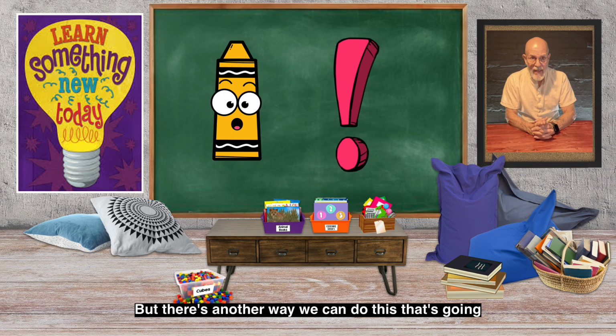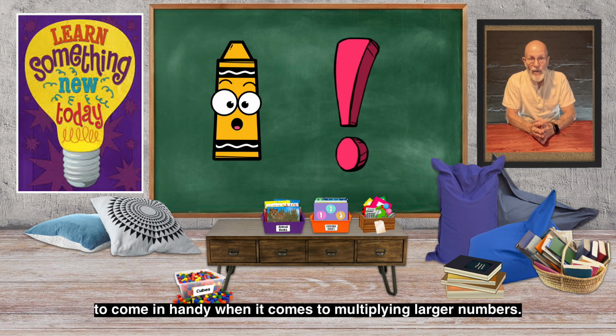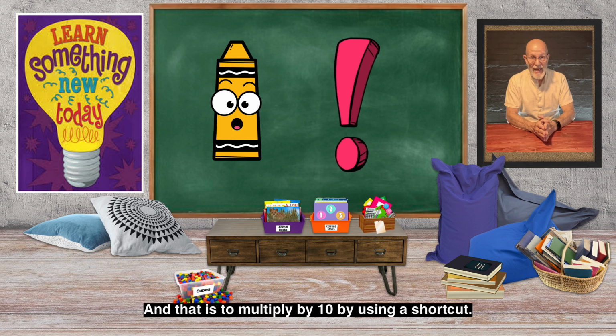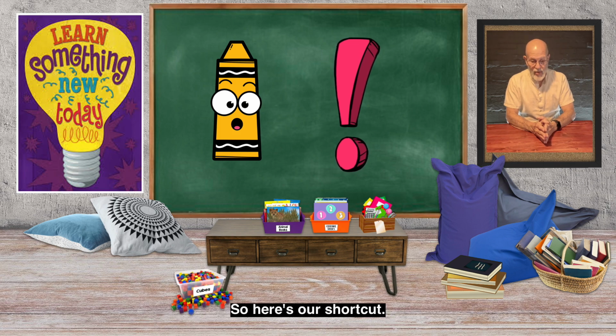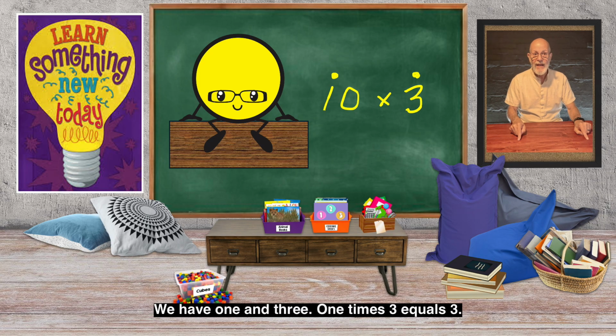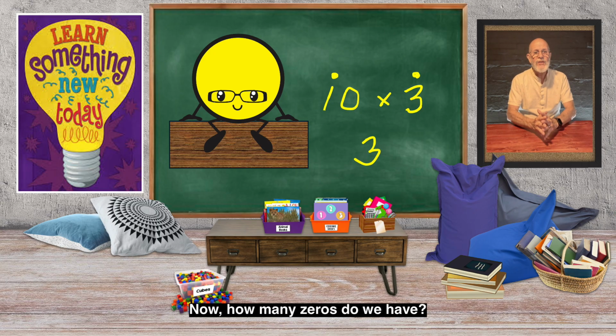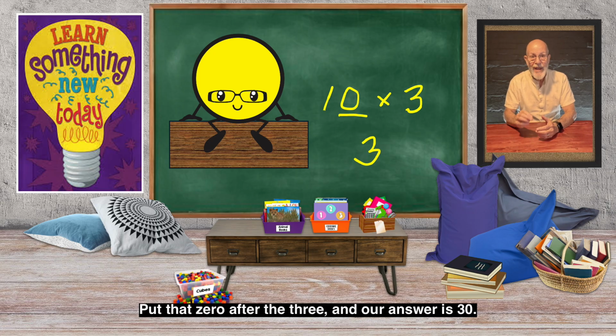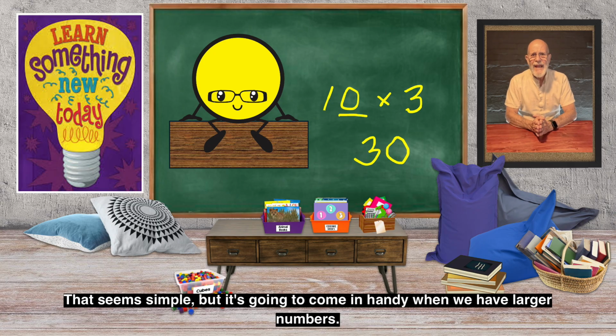But there's another way we can do this that's going to come in handy when it comes to multiplying larger numbers. And that is to multiply by 10 by using a shortcut. Here's our shortcut. Look at the first non-zero numbers that we have in our factors. We have 1 and 3. 1 times 3 equals 3. Now, how many zeros do we have? We have 1 zero. Put that 0 after the 3, and our answer is 30. That seems simple, but it's going to come in handy when we have larger numbers.